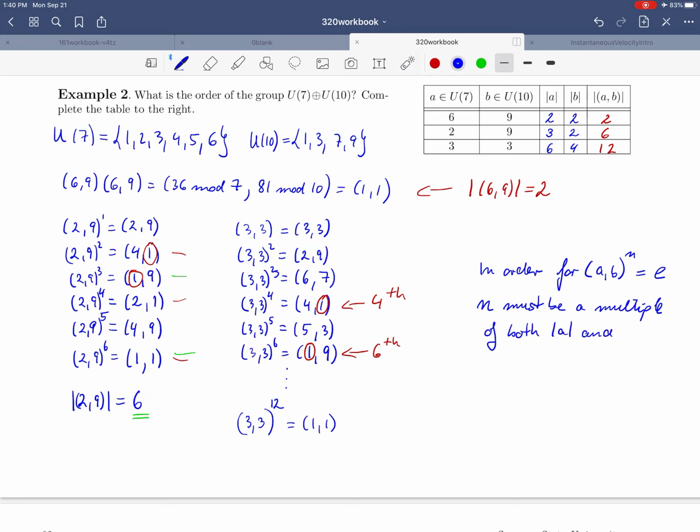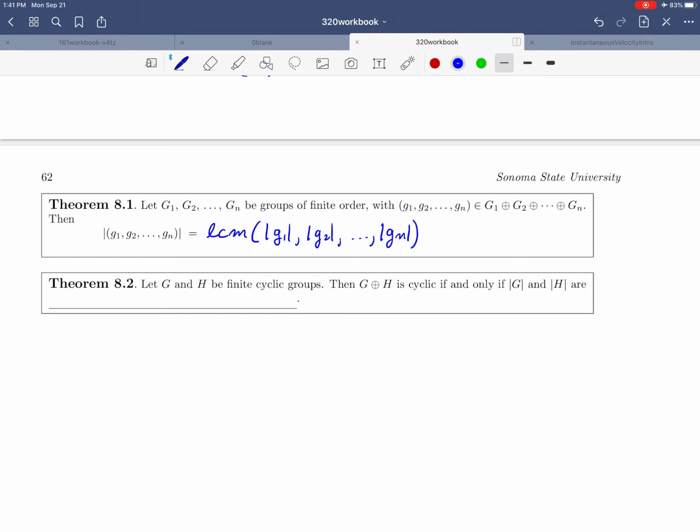So if we have groups G1 through Gn of finite order, and we have an element G1, G2 through Gn in our external direct product group, then the order of this element is going to be the least common multiple of the individual orders. So the order of G1, order of G2, and so on, all the way to the order of Gn. So that is our first theorem that comes pretty directly out of just looking at one example.